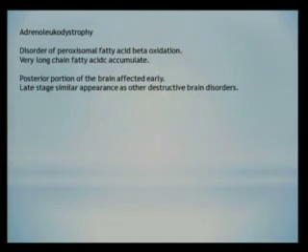So, just a few words about that entity. It's a disorder of peroxisomal fatty acid beta oxidation, and that causes very long chain fatty acids to accumulate. The posterior portion of the brain is affected early, and as I said earlier, in the late stage, similar appearances as other destructive brain disorders.